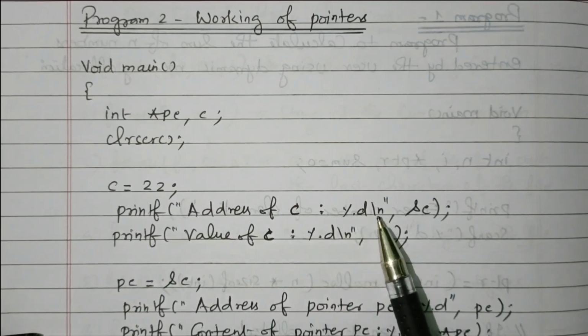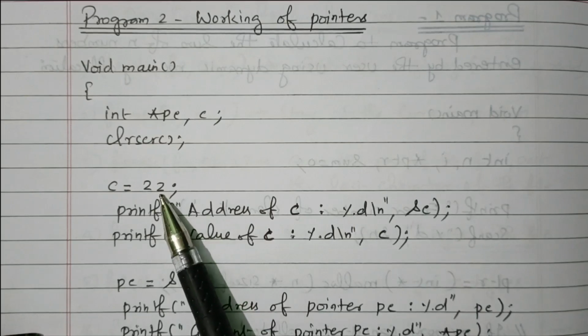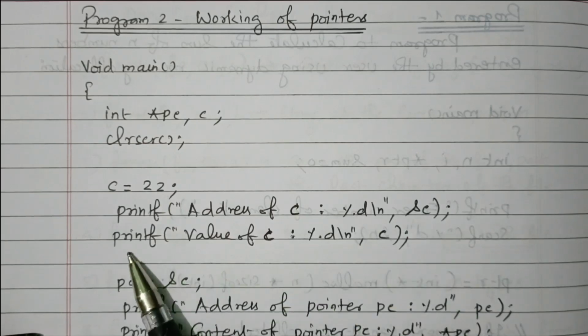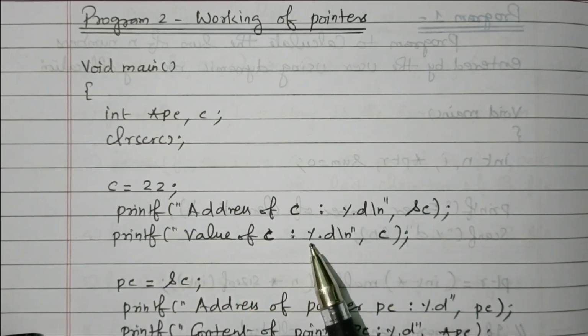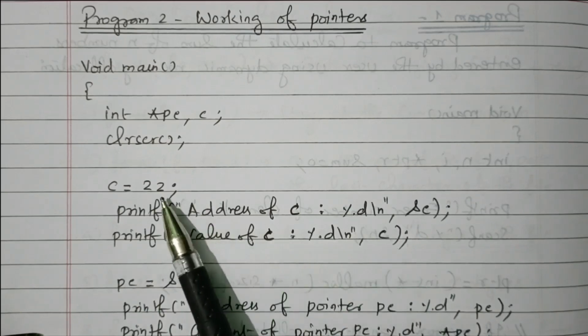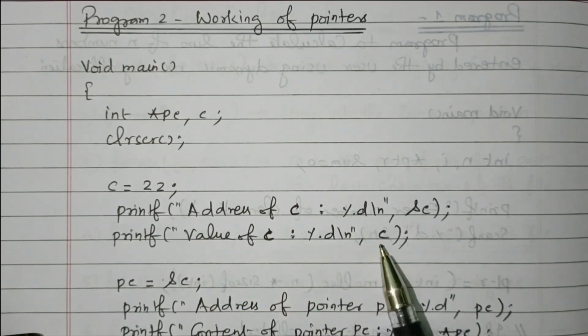Slash n means it will go to the next line. Address of c: we know that address of c means it will print where this 22 is stored. It will give the address where this 22 is located. Printf value of c, percentage d, slash n, integer type, go to next line. c means it will refer to 22, right? So value of c means it will print the value 22.